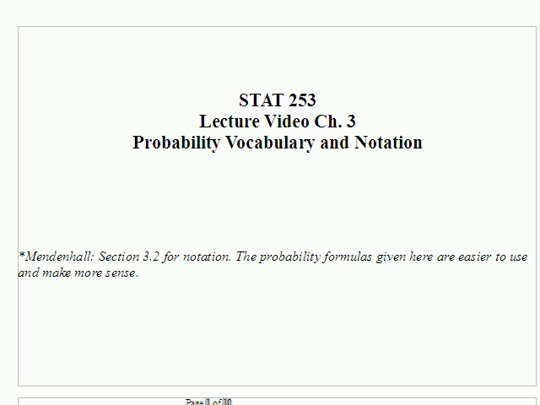This is the second lecture on probability, and in this lecture I'm going to give just a basic notation for calculating probabilities. Mendenhall does this sort of in section 3.2. I'm using his notation, or you can look there also for the notation, but I think the way that I'm giving the probabilities formulas is easier here, and I think it makes more sense than the text.